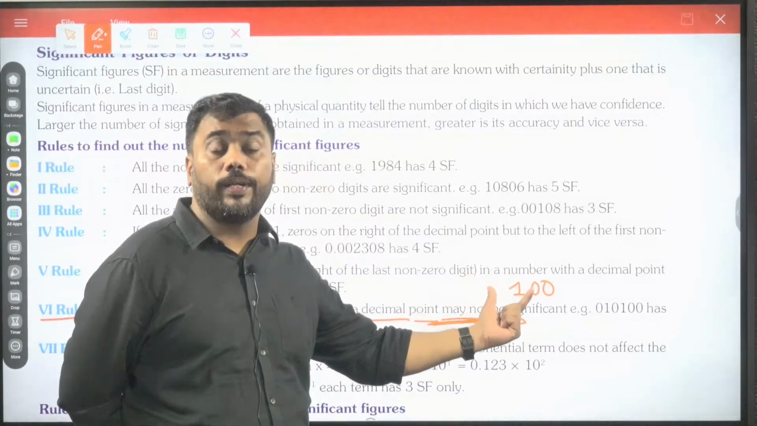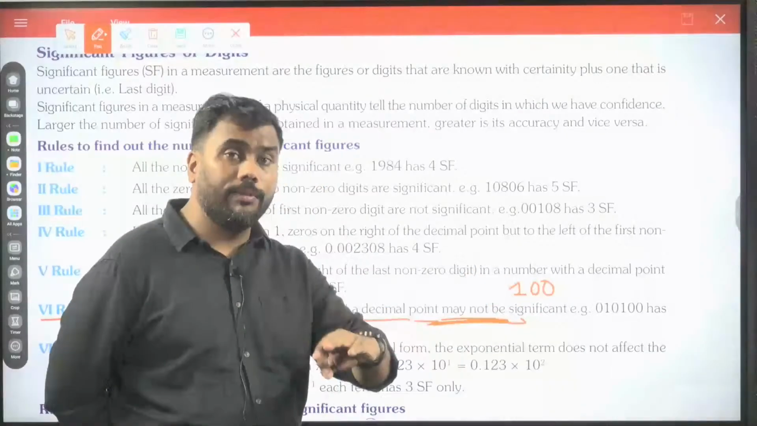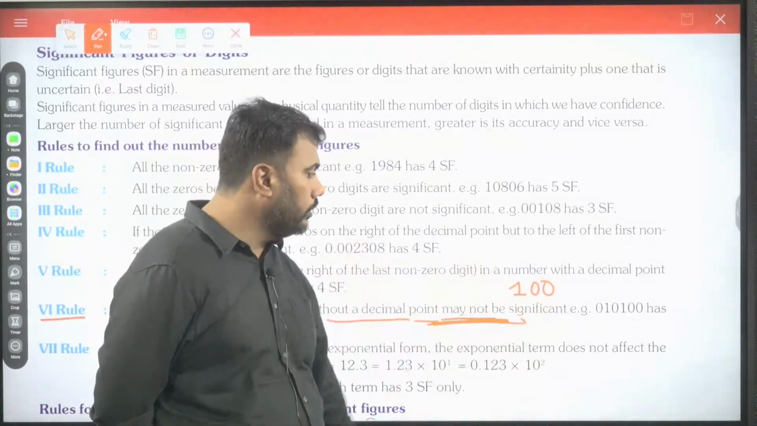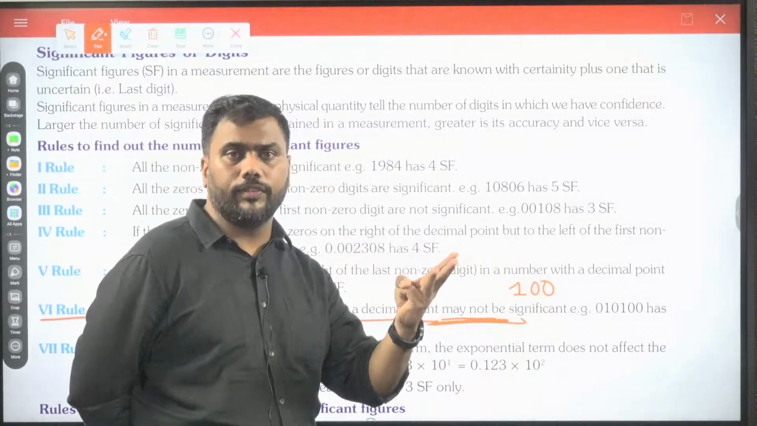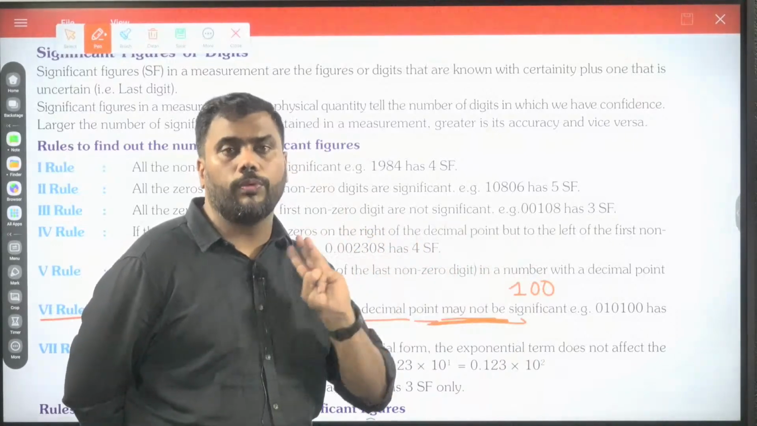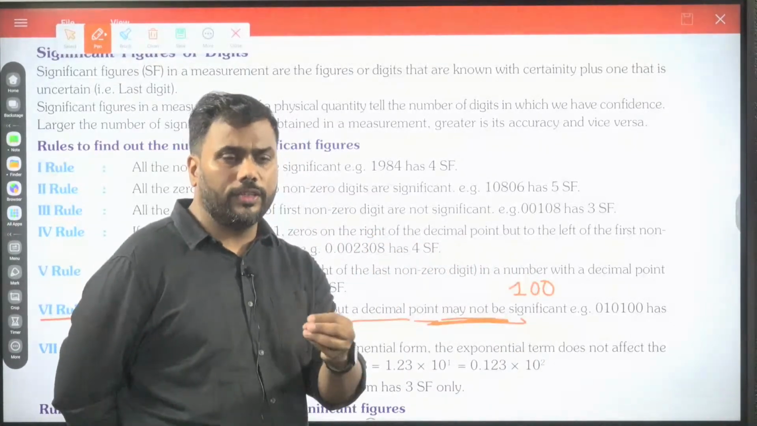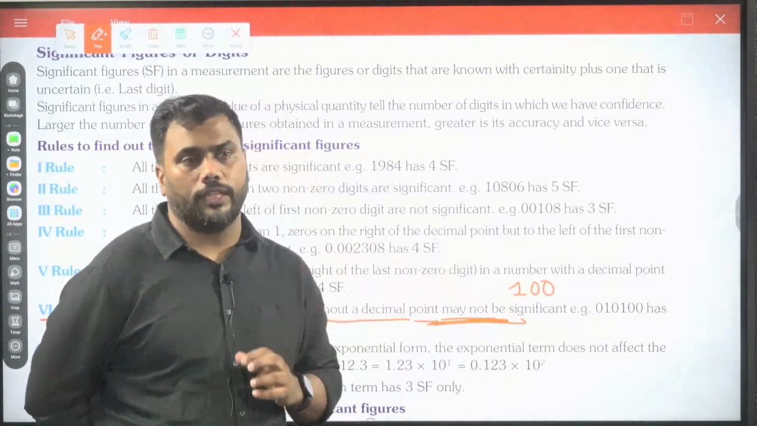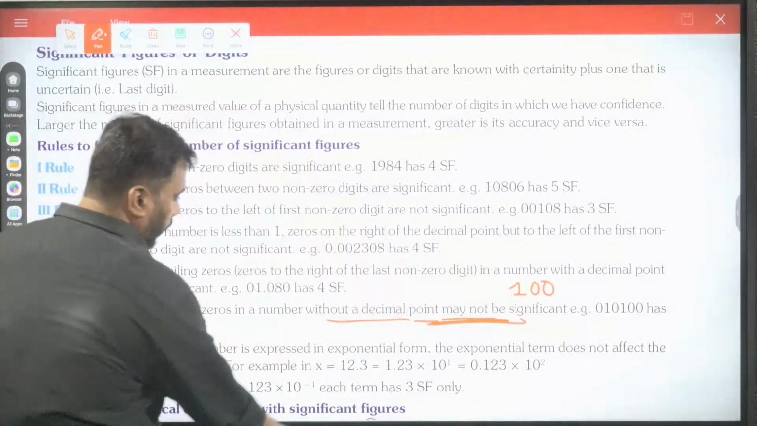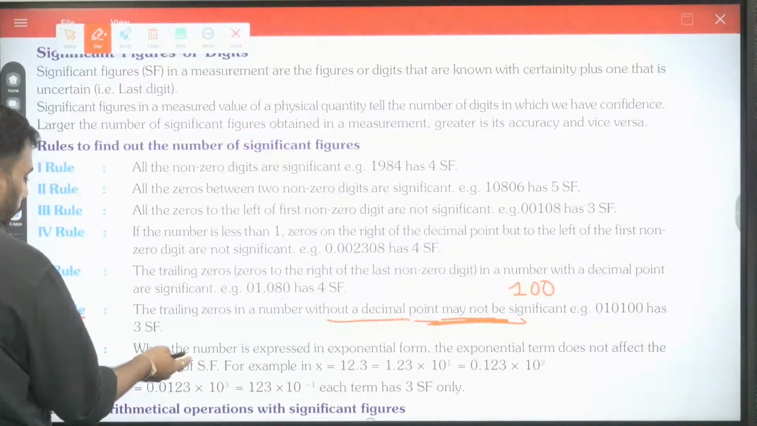If the number is obtained with help of measurement, then all the zeros are significant. 100 contains three digits, and this 3 will be significant if all the zeros are obtained with help of measurement. But if we are just writing any number, 100, then that contains only one significant digit. Okay, very good. Next rule.